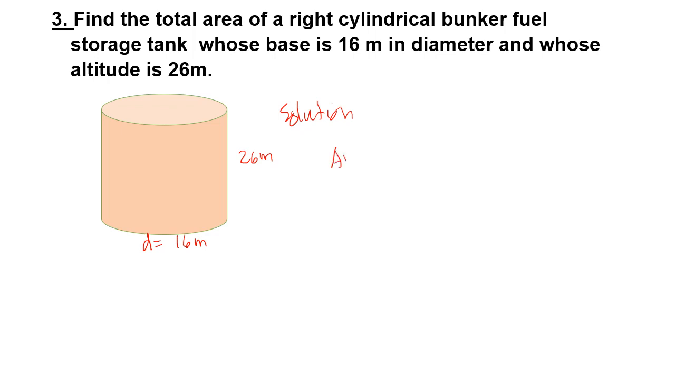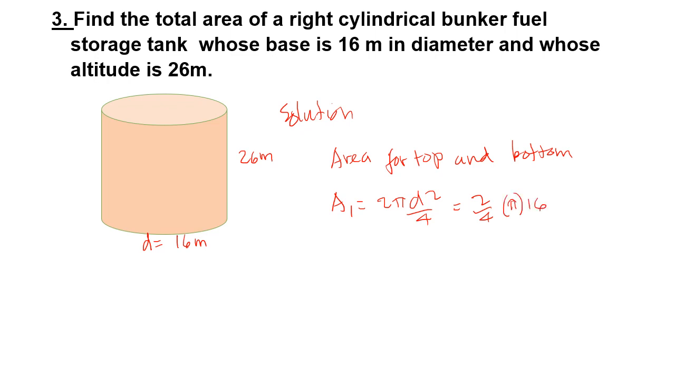So, solution. Area for the top and bottom. So for the top, area A1 equals 2 pi d squared over 4, equals 2 over 4 times pi times 16 squared, equals 402.12 square meters.